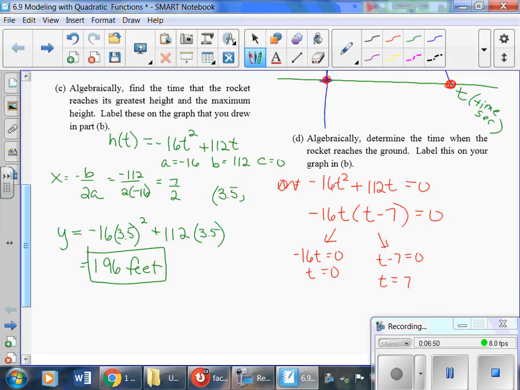Now, if it was equal to a negative number, time cannot be negative. So please make sure you're making sense of this. And it says label it on your graph, so don't forget that part. My graph right up here is going to be 7, 0. Again, answer the question. What does it say? Determine the time when your rocket reaches the ground. In 7 seconds, the rocket reaches the ground. Make sure you're writing it down.